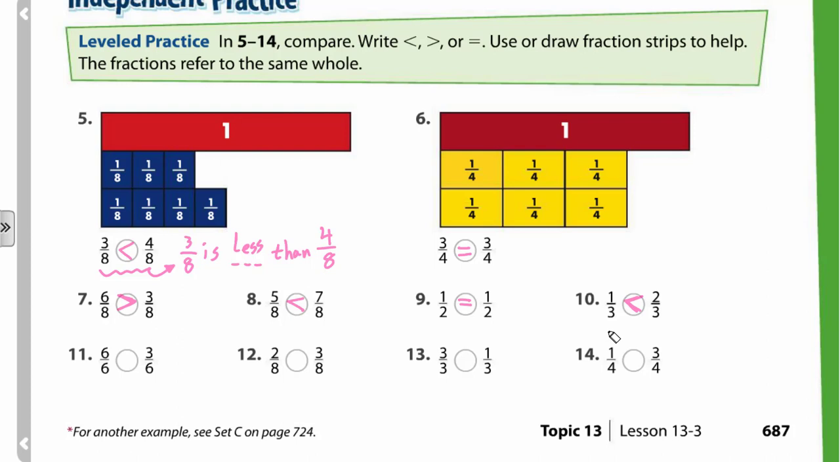Tamim, go ahead. Six sectors is greater than or less than 3 sectors. Greater. Thank you.